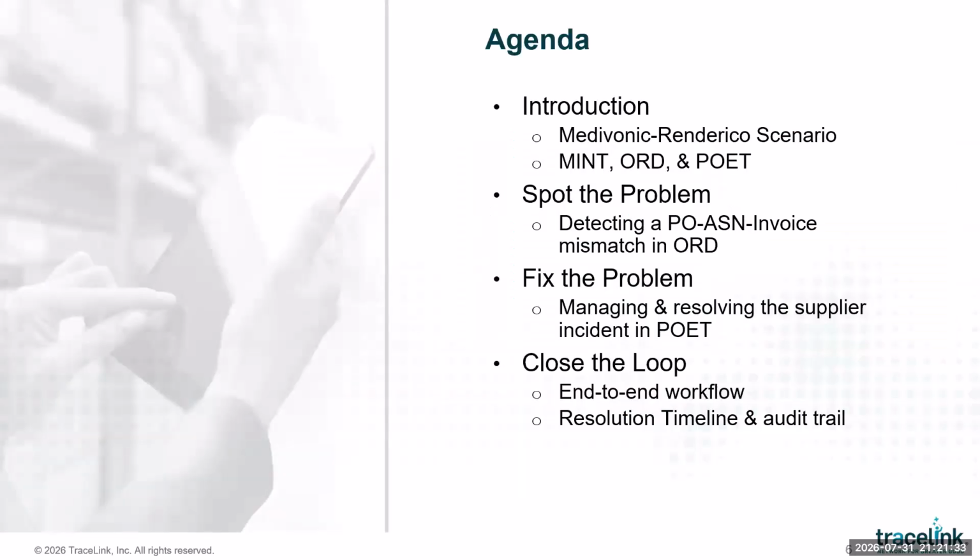Here's our agenda for the session. We'll open with an introduction, the 3 products and the scenario will follow. Then, in Spot the Problem, we'll detect a quantity mismatch using ORD. In Fix the Problem, we'll manage and resolve the supply incident in POET. And finally, in Close the Loop, we'll walk through the full end-to-end workflow, the resolution timeline, and the audit trail.